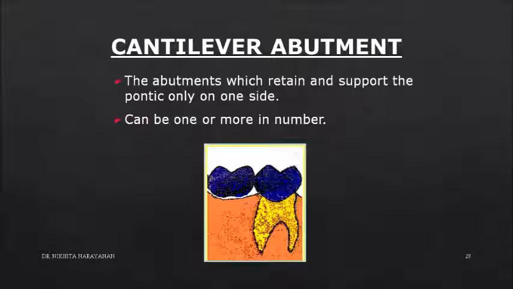Next one is the cantilever abutment. The cantilever abutment is the abutment which retains and supports the pontic only on one side. So there won't be two abutments. There will be only one abutment which supports the pontic.